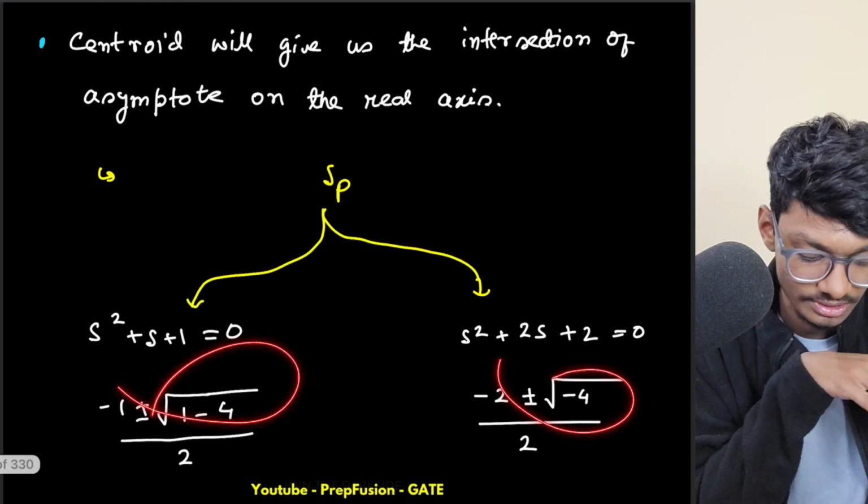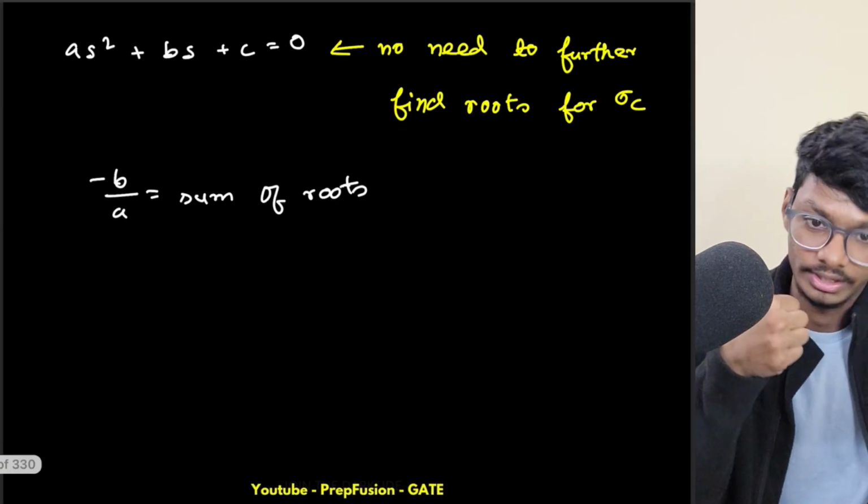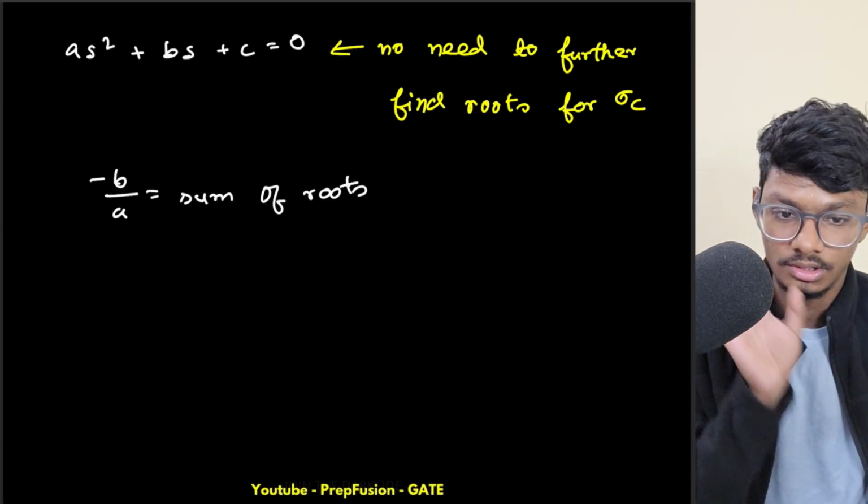Or the real part also gets cancelled, because they're simple conjugate. Okay, not complex conjugate, but a simple conjugate. So yeah, that is the case. So you don't even have to solve.